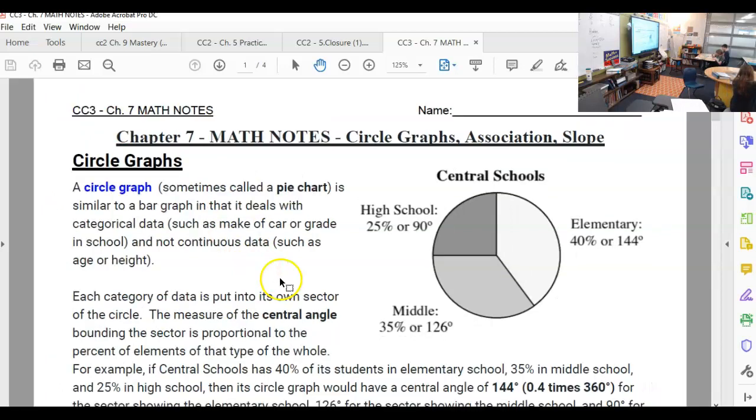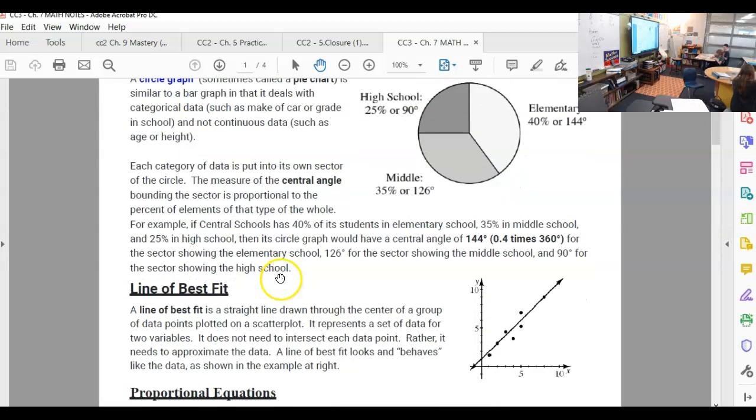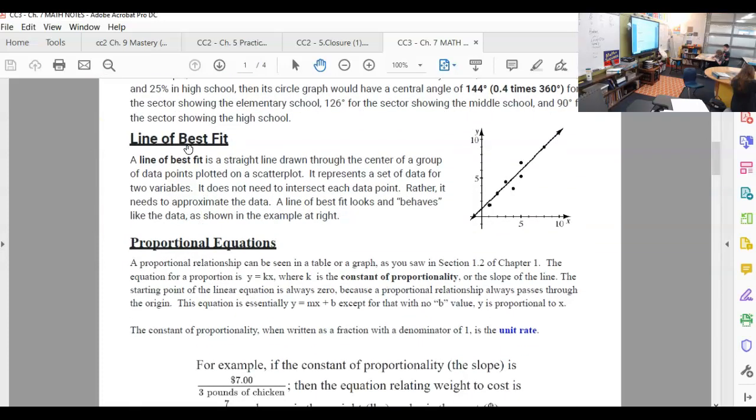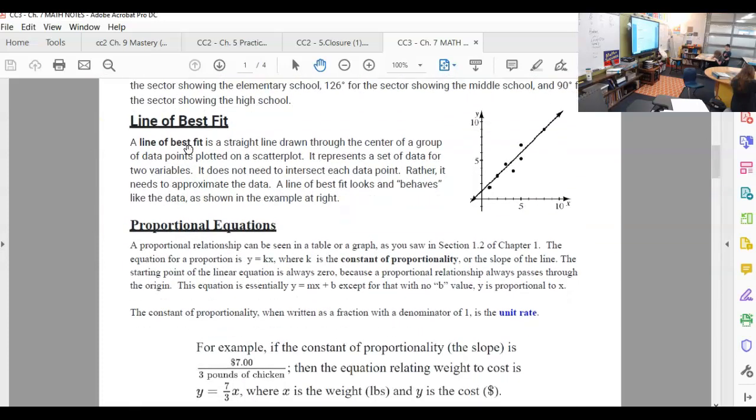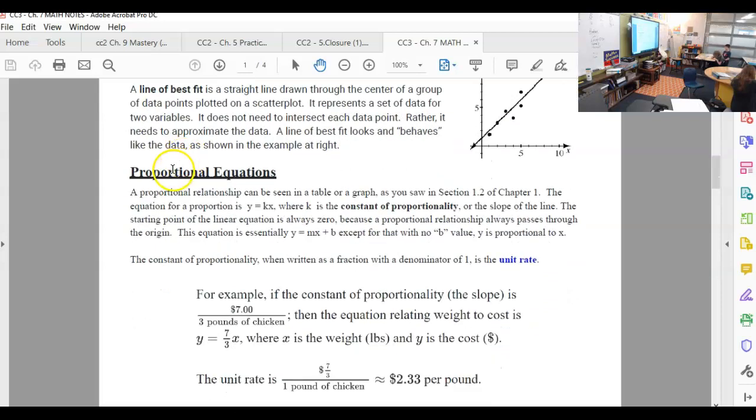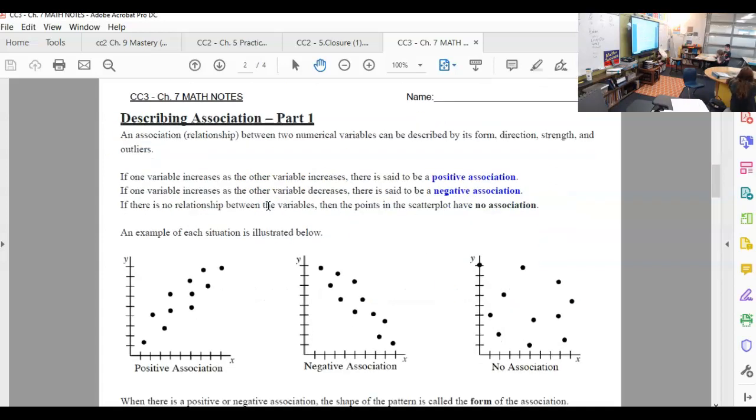So we talk about circle graphs and central angles. We already talked about that, though. We then go on in the math notes to talk about line of best fit. Hopefully, you are fairly familiar with proportional equations at this point, like, if something costs this much for that many, how much would it cost for this many? Association is what we're going to start talking about today.